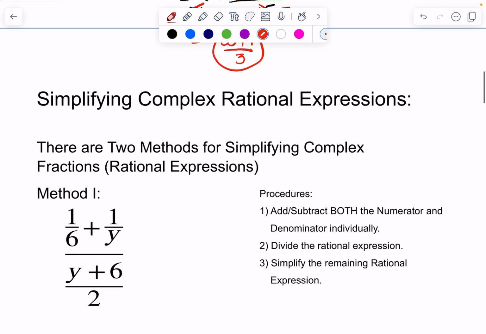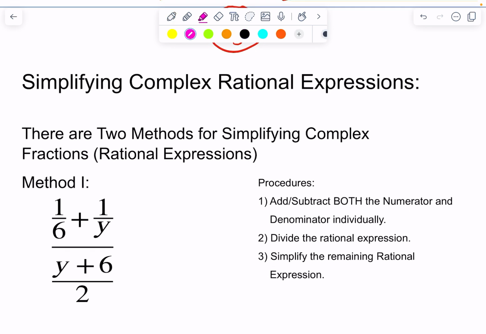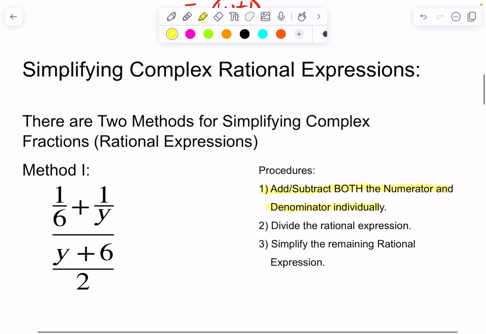Simplifying complex rational expressions. There are two methods for simplifying complex fractions or complex rational expressions. I particularly like method 2, but I'm going to teach you both methods for all of the examples today so you can decide for yourself. Let's learn about method 1. In method 1, the first step is to add and/or subtract both the numerator and denominator individually. Step 2, we divide the rational expression. And step 3, as always, we simplify the remaining rational expression. So let's get to it.